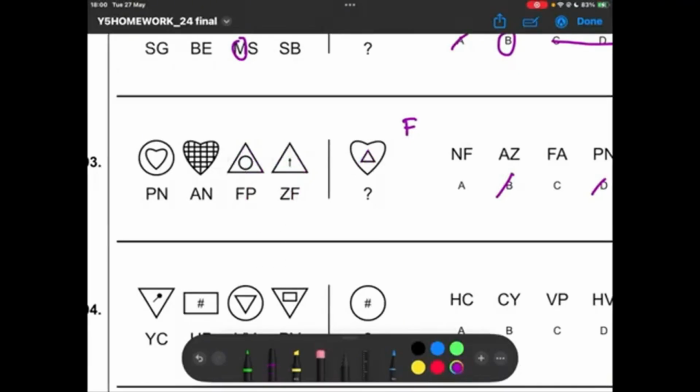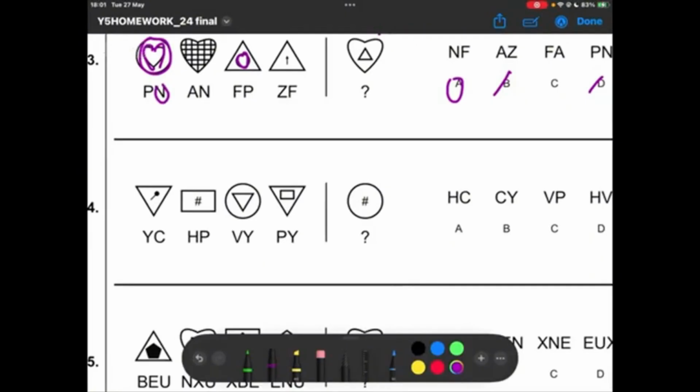Now let's look at the one with a heart in it. So this one has got a heart in it, so it's either a P or an N. This one also has a P in it, so the P, because these two both have circles, so the P must mean the circle and the N must mean the heart, so it must have an N and an F, so the answer is A.